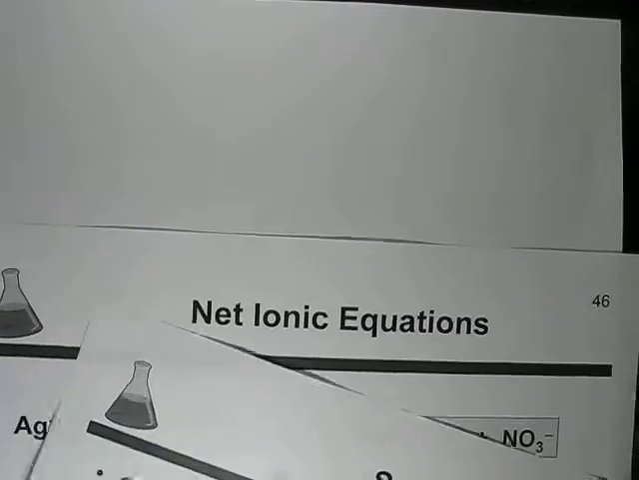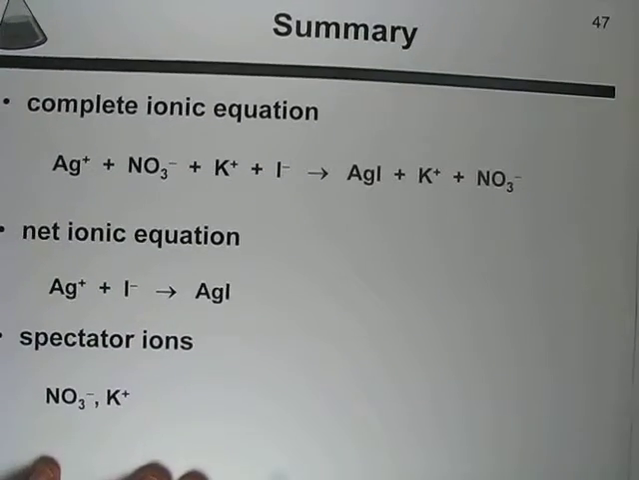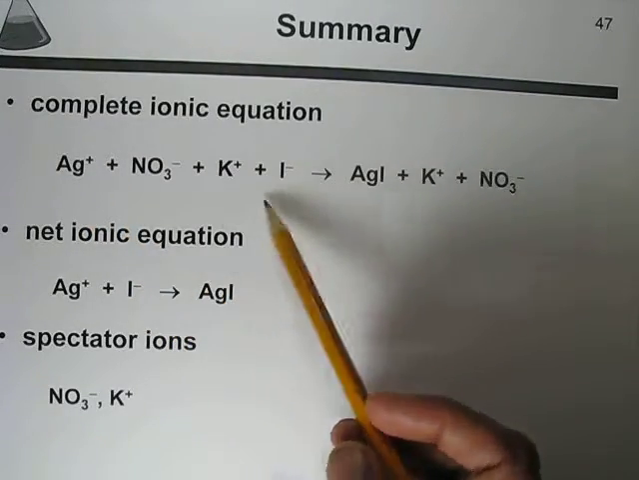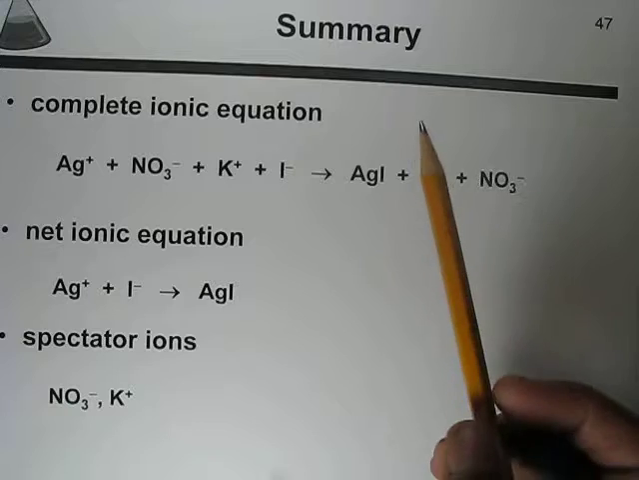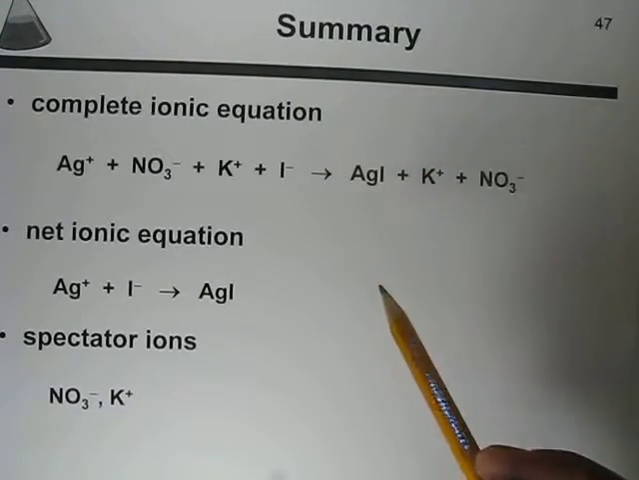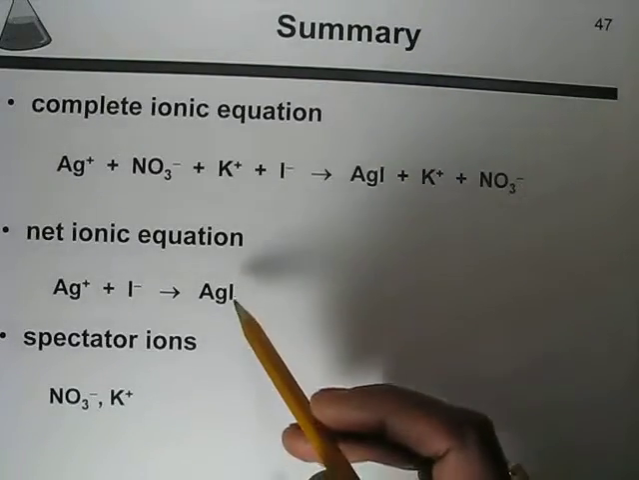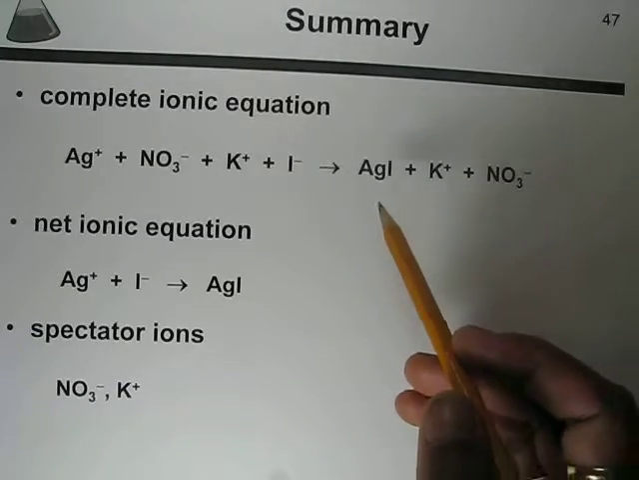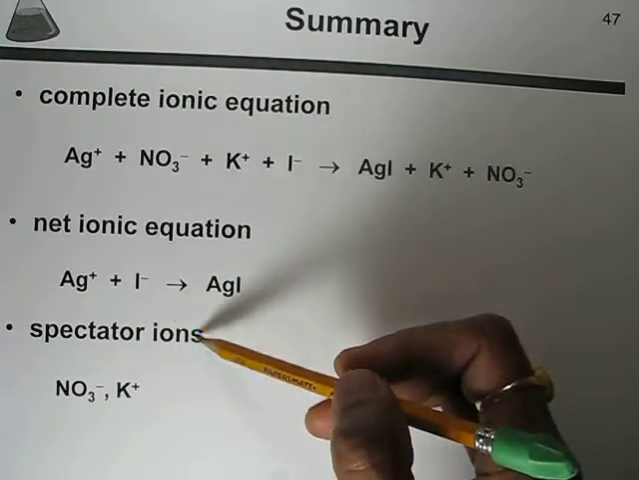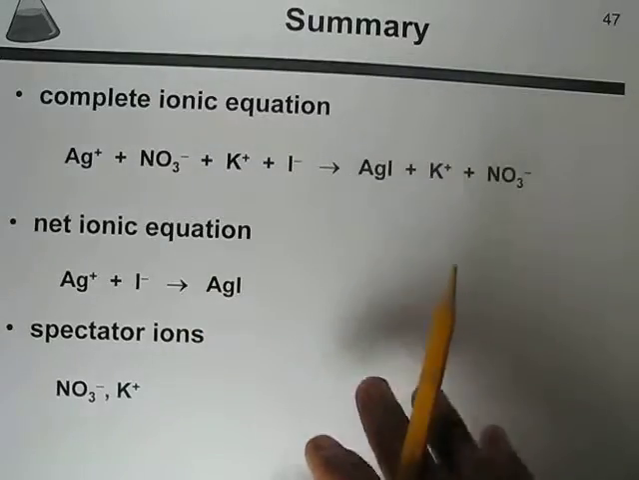If you summarize all these three slides, first we have to write the ionic compounds. Based on the solubility chart, you have to remember that iodides of silver and mercury will not ionize and they will precipitate. So we cannot ionize the silver iodide, and we have to find out which are the spectator ions, then cancel those, and then we get the net ionic equation.